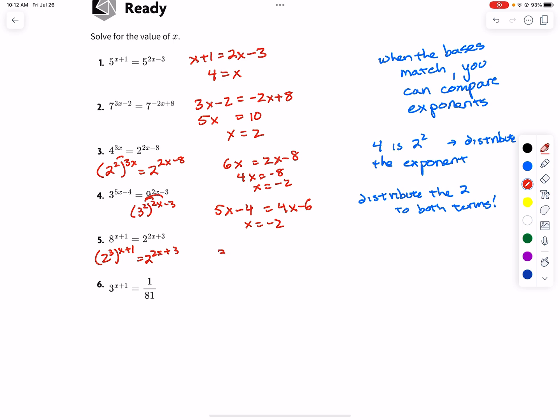Distributing the 3, we have 3x plus 3 is 2x plus 3. Oh, look at that. Subtract 2x, subtract 3. Yes, x can equal 0. Let's write a note.